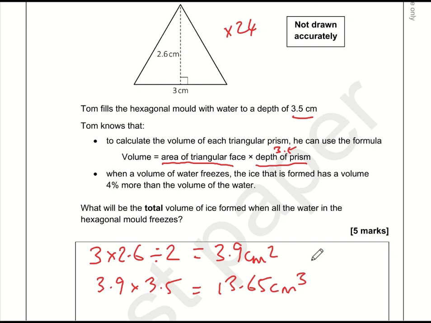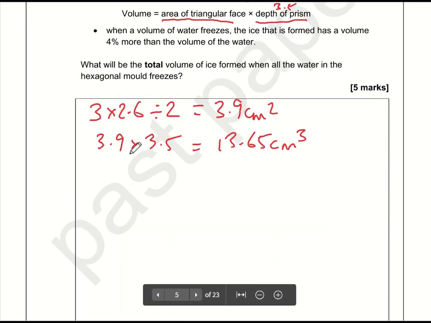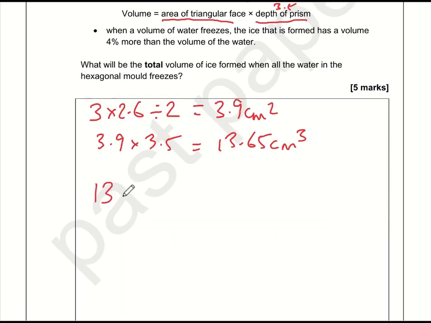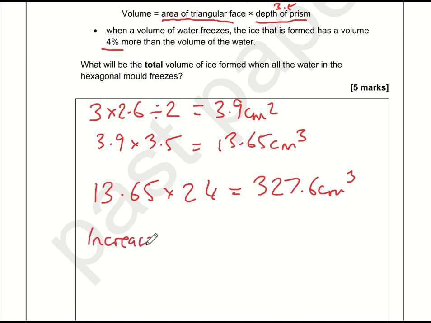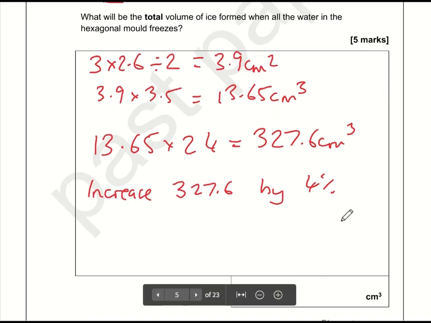Now we know that in total there are 24 triangular prisms, so the total volume of water is 13.65 multiplied by 24, which is 327.6 cubic centimetres. Now, we know that when it freezes, it is 4% more. So what we need to do is increase 327.6 by 4%.